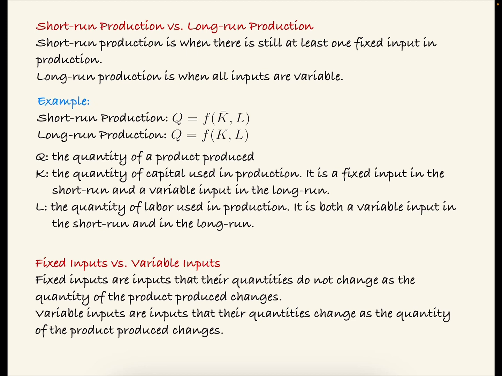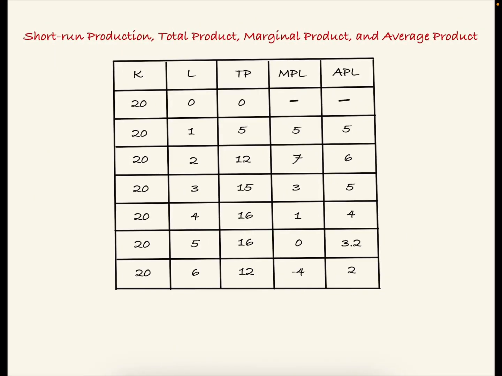Now let's define a few things. Fixed inputs versus variable inputs. Fixed inputs are the inputs that their quantities do not change as the quantity of the product produced changes. Variable inputs are the inputs that their quantities change as the quantity of the product produced changes. Let's take a look at this table, which shows short-run production. It also shows total product, marginal product, and average product. Since it is the short run, remember that K, or the quantity of capital, is a fixed input. Labor is a variable input.